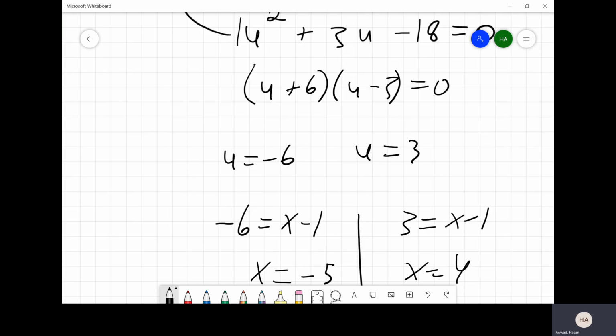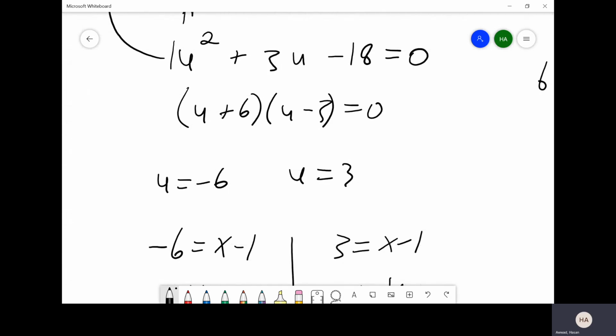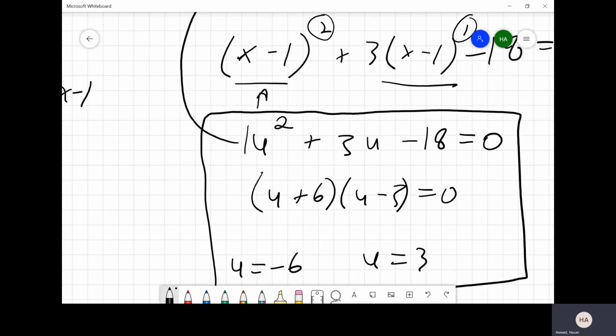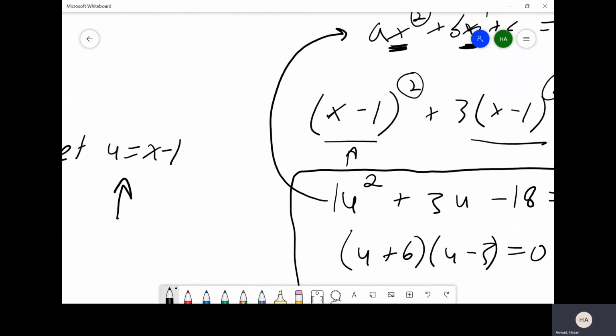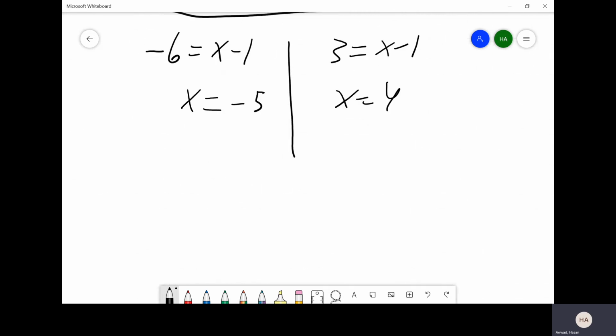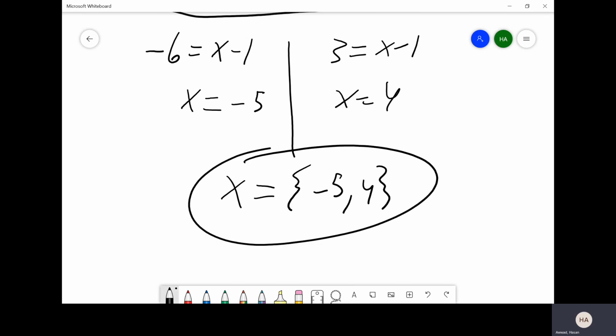So you guys would normally be used to, if I gave you just this piece here, you guys could totally do that, right? If I gave you u squared plus 3u minus 18 is equal to 0 on a quiz, you guys could totally factor this, solve for u, and you'd be done, right? The only thing is that u, again, we set up such that it was equal to x minus 1. And we needed to solve for x minus 1, and so we did. And so our final solution set is x is equal to negative 5, 4. And we're done.